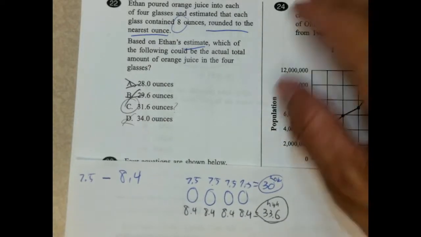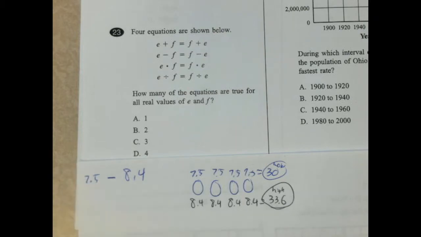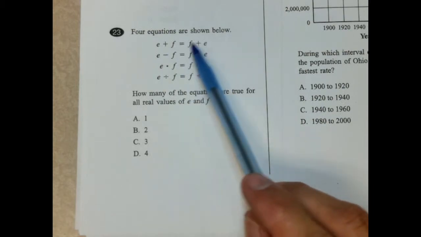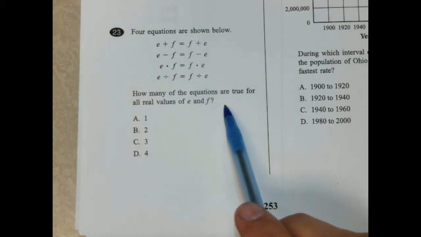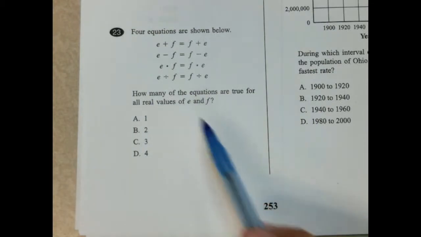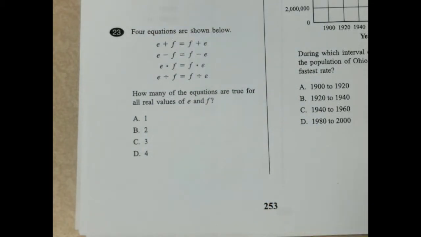Okay. Number 23. 4 equations are shown below. E plus, okay, well, I'm not going to read these, but you can see this. Basically, we have addition, subtraction, multiplication, division, and we're changing the order of these variables. How many of these equations are true for all real values of E and F? This is simply asking you if you know your commutative properties.